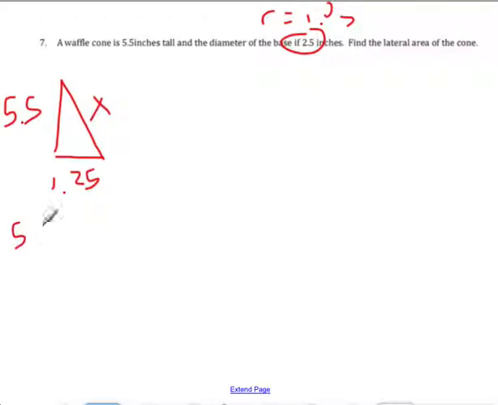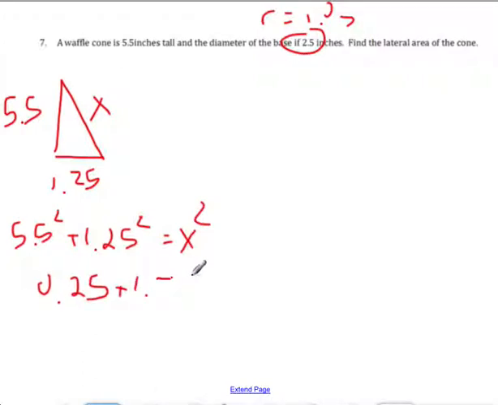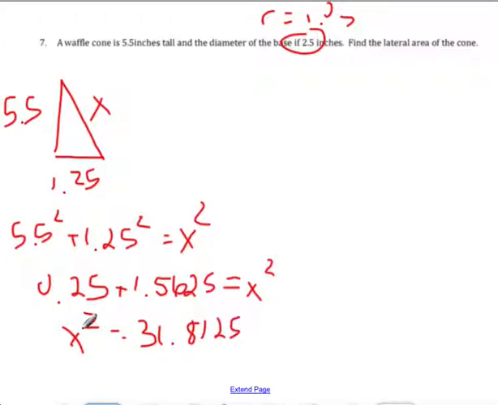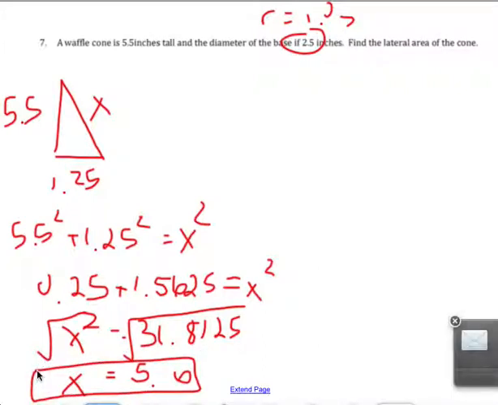So we're going to have 5.5 squared plus 1.25 squared is equal to x squared, or L squared if you want to keep true to that lateral area. So then we're going to have 30.25 plus 1.5625 is equal to x squared. So we get x squared is equal to 31.8125. So to undo the square, we're going to take the square root of both sides, and we get that x is equal to 5.6. So that's your slant height, is 5.6.